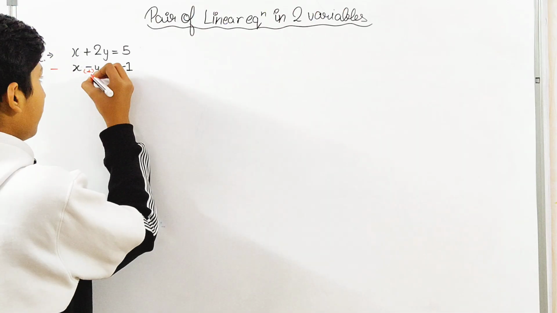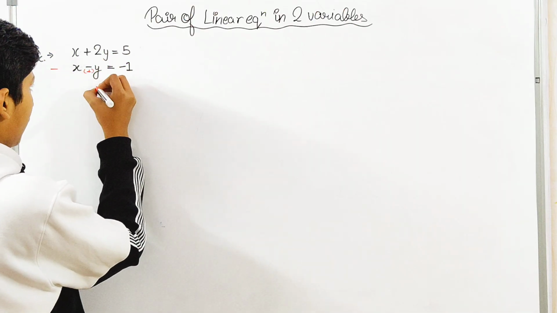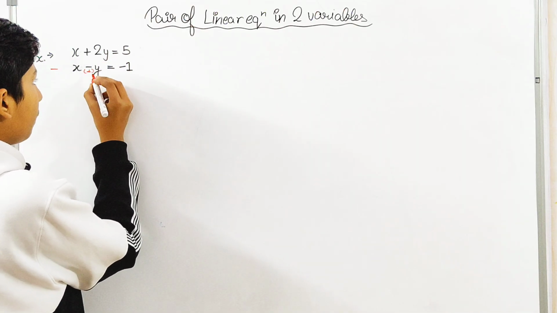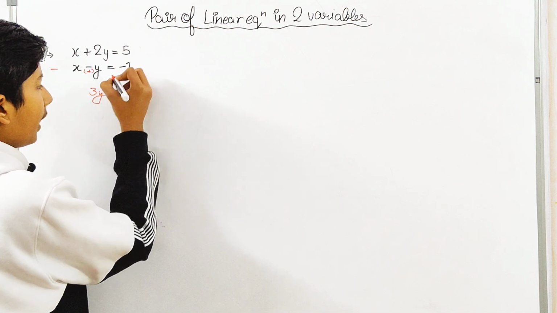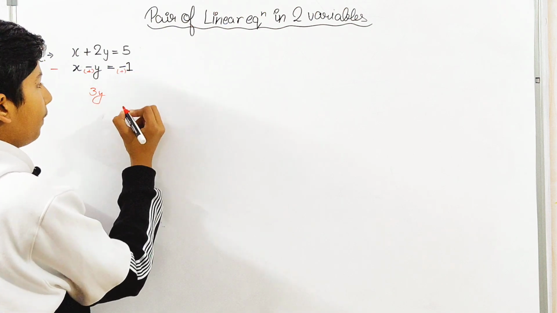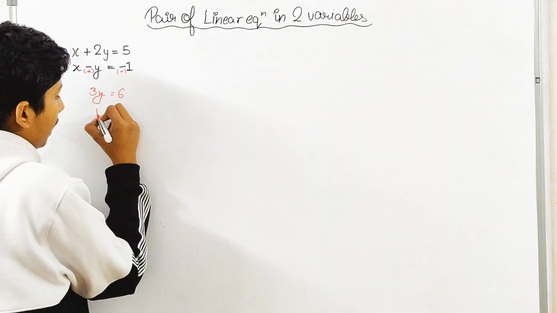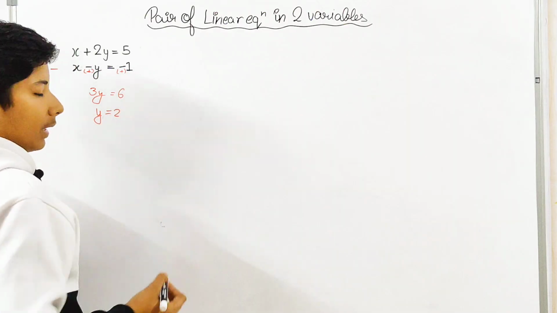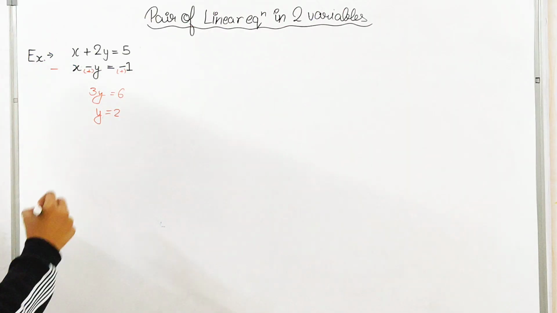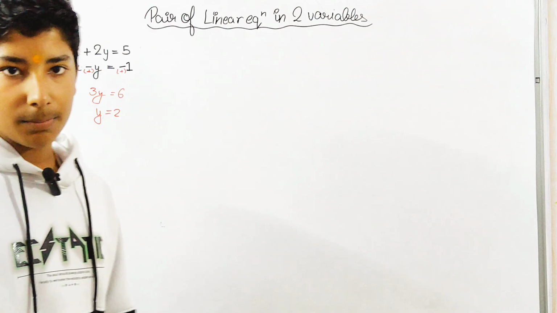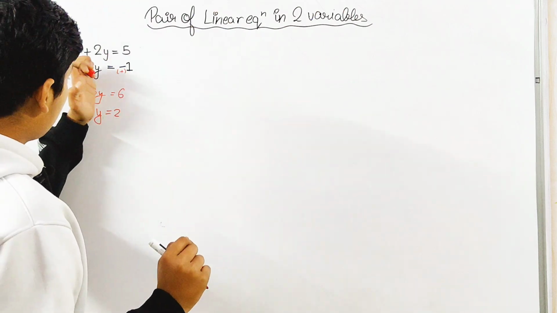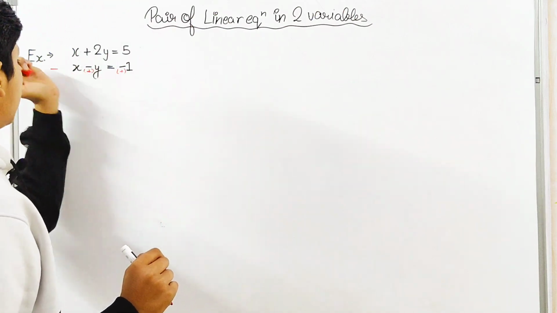So it will be 2y minus y plus 2y plus y means 3y, and here minus minus will become plus, equals to 6. Again y equals to 2. The same answer is coming, and again when we put the value, x will come same, but we have to bring some twist.